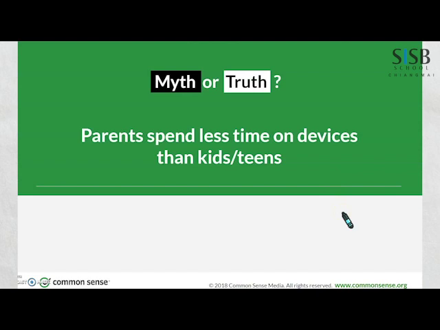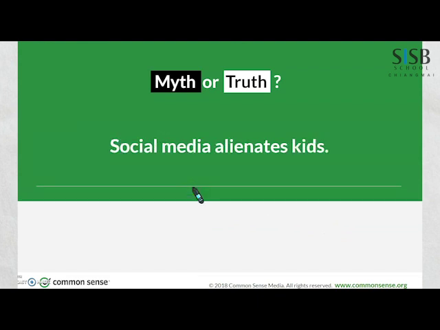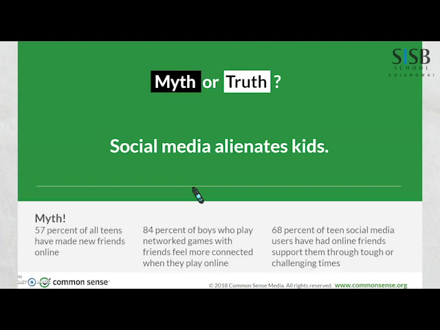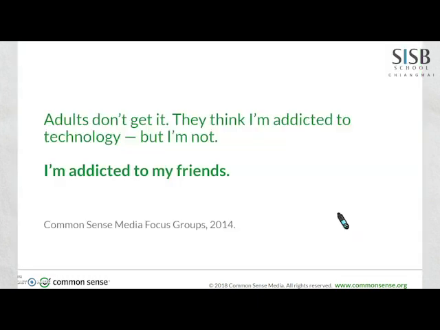Also, parents also use devices an awful lot. Often, parents will use devices more often than teenagers. Social media alienates kids. This is something we also misunderstand. Students often now use social media for making friends and connecting with their friends. So we need to think that social media is not a bad thing, it just needs to be used safely and balanced.